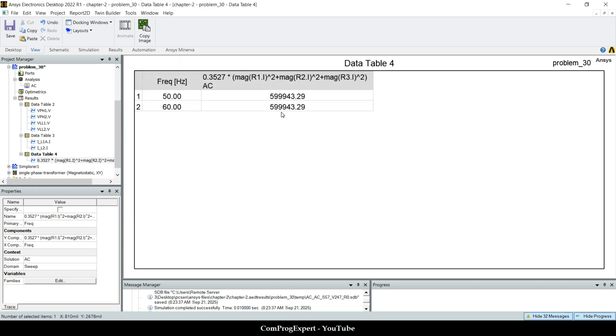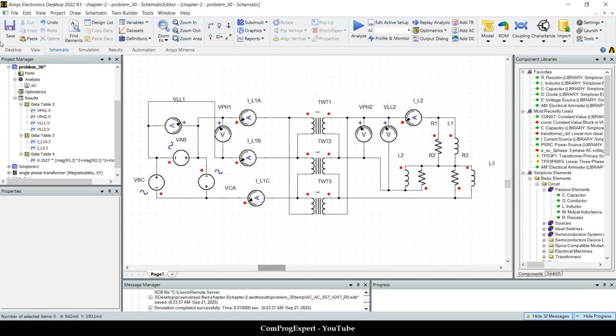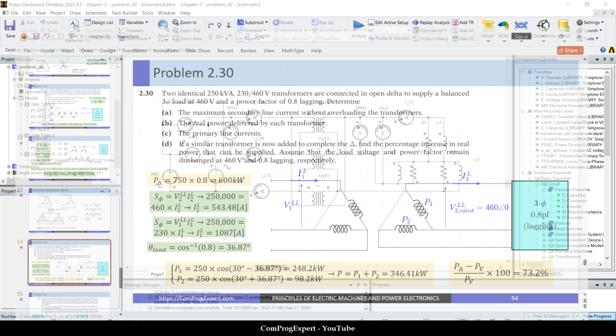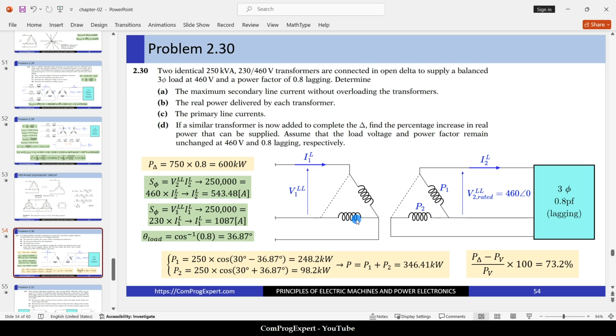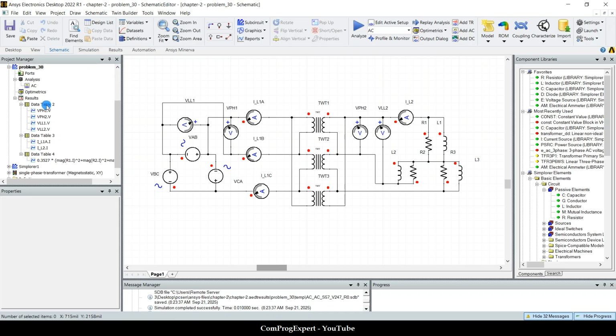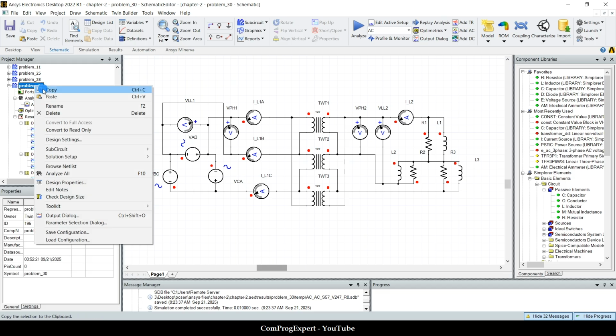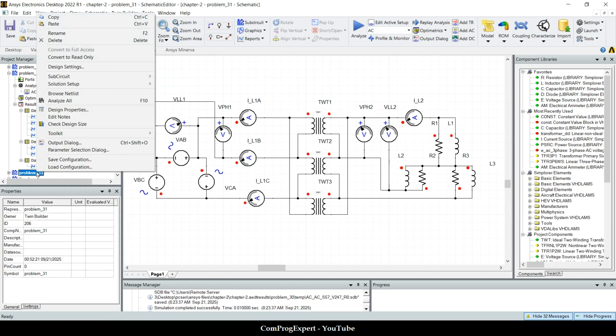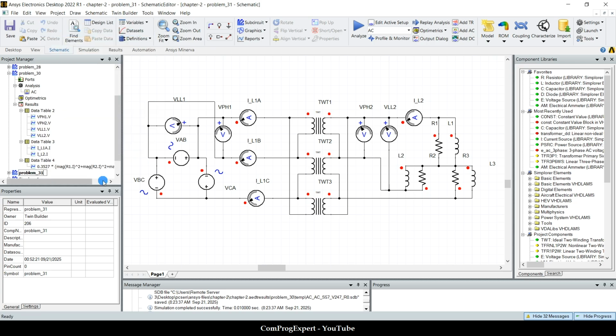The value of the active power is 600 kilowatts. So we did this simulation correctly. Now let's do the simulation for the V type, when we delete one transformer. In this case, we can copy this design, paste it here, and rename it to problem 30 V.